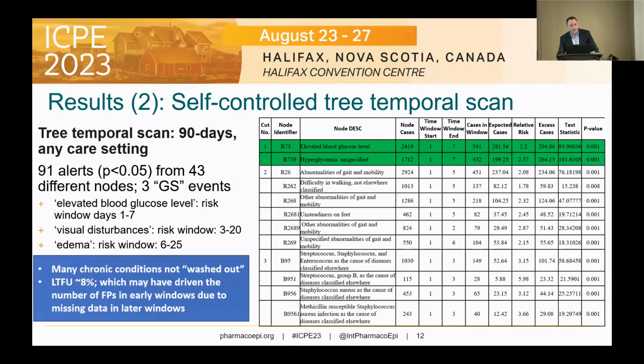So for our tree temporal scan analysis in any care setting, we observed 91 alerts. 3 of these were on our gold standard adverse event list. So this caught us off guard a bit. This is a lot of alerts. What could be going on here?